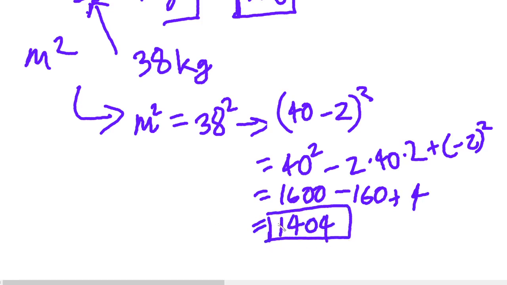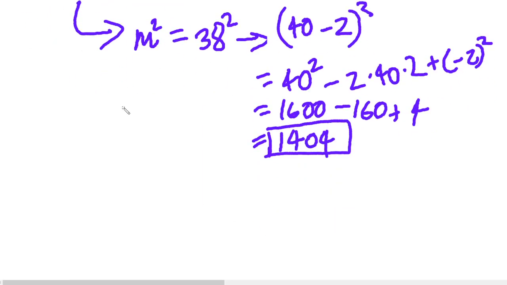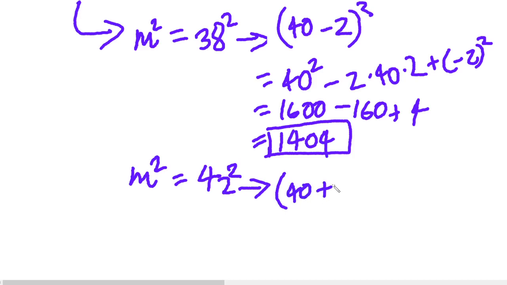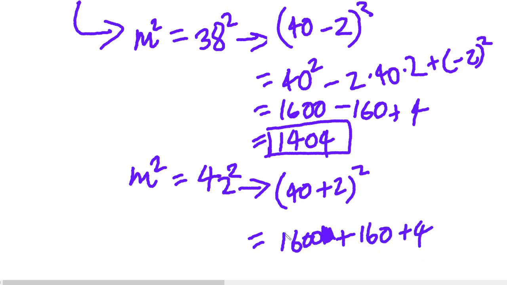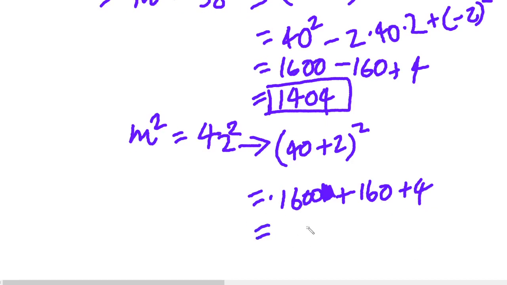Right? So that's the smallest possible value of m squared. And now we find the largest possible value of m squared, 42 squared. So it's 40 plus 2 squared, which, by the same logic, is equal to 1600 plus 160 plus 4, which is 1764.